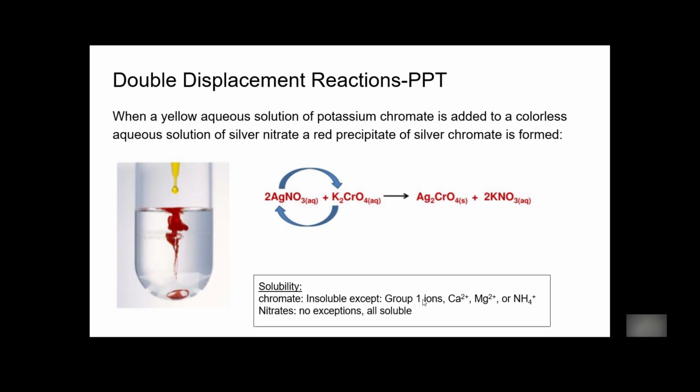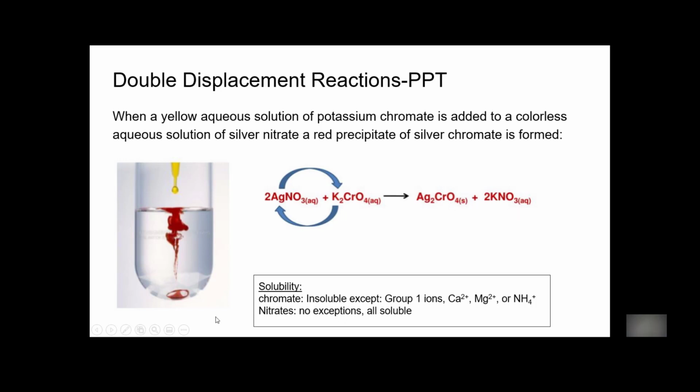First thing it says, when a yellow aqueous solution of potassium chromate. So potassium chromate is here, and it's already telling me it's an aqueous solution, so I would put an AQ. Is added to a colorless aqueous solution of silver nitrate, AQ. And then produced a red precipitate of silver chromate, solid. Precipitate, solid. And then the remaining ions are in aqueous because they had nothing to do with the solid.